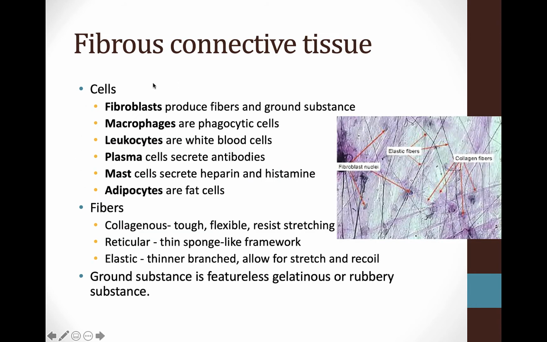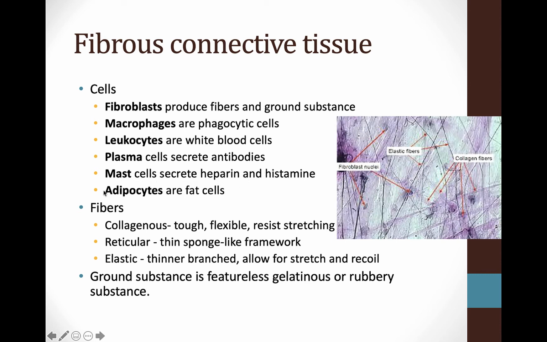So connective tissues have three different parts. They have cells, fibers, and then a background substance. And we'll see some of these cells in some of them and some of these cells in other places. So in the blood, we'll see macrophages and leukocytes. In the plasma, we'll even be able to see plasma cells that create antibodies. Mast cells are also often found in the blood that are going to secrete heparin and histamine.